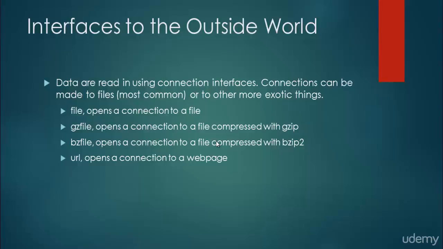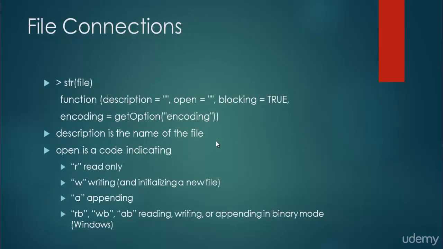Connections can be made to files. This is the most common, or other exotic things elsewhere. So file opens a connection to a file. gzfile: GZ is a type of compressed data file like your WinRAR or WinZip. It opens a connection to a file compressed with gzip, and bzfile is the same as gzfile. And url, you can specify whatever URL you want, and it opens a connection to a web page. Even if you want, you can connect to any web page that is available, and you can read the data into it.